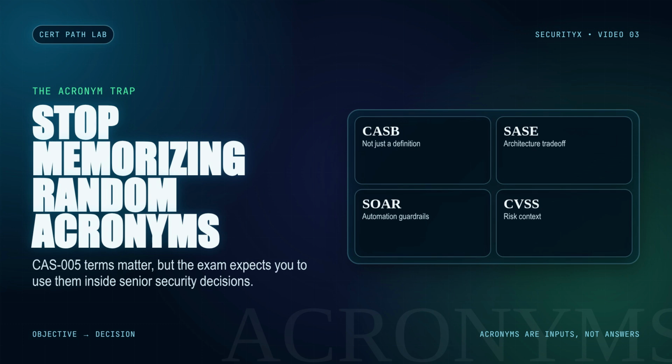But SecurityX CAS-005 is not only testing whether you recognize them, it is testing whether you can use them inside a senior security decision. So in this video, we are going to build a practical method for studying SecurityX objective by objective without getting trapped in random memorization.